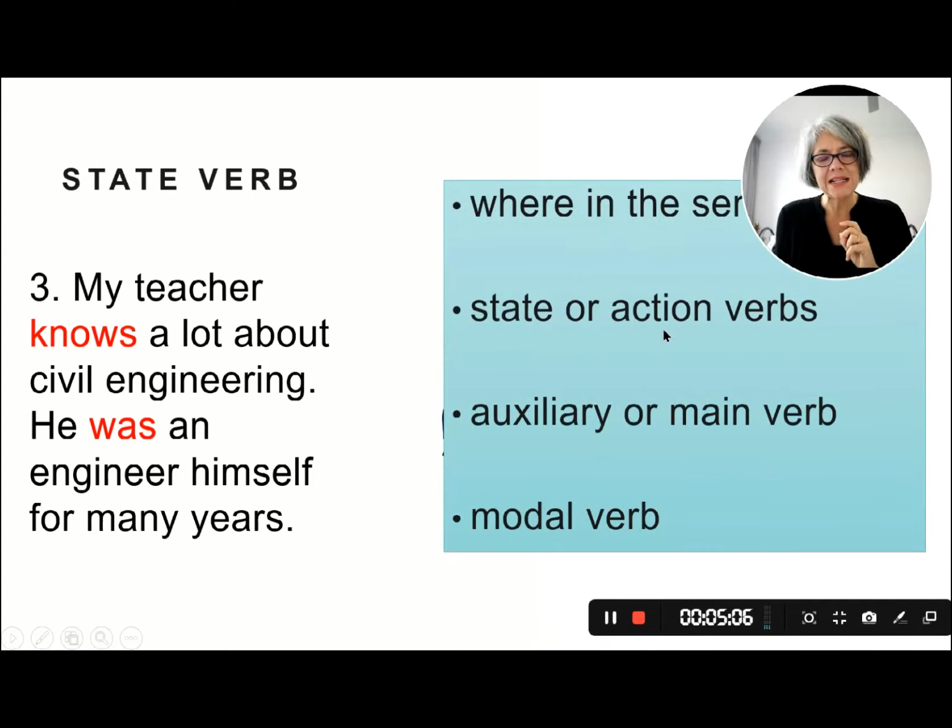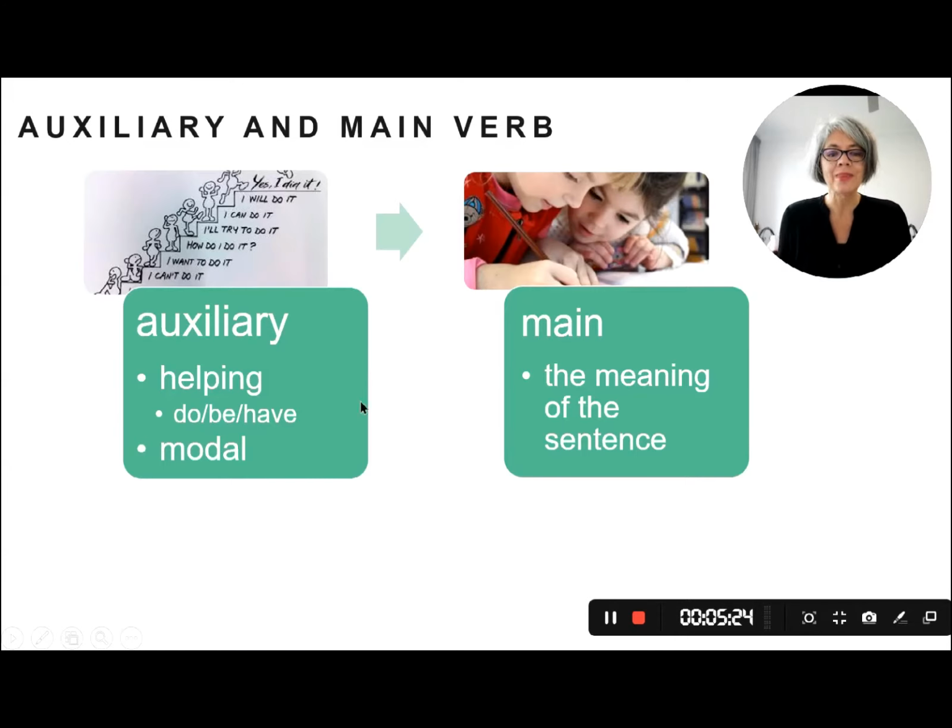We've looked at state and action verbs. Now let's quickly go through what the auxiliary verb is and the main verb and the modal. But as I said, I will do more videos for these grammar words. So this will be fast. The auxiliary verb is the helping verb. It can be do, be, or have, or a modal verb. But the meaning of the sentence, the meaning of the action is contained in the main verb.